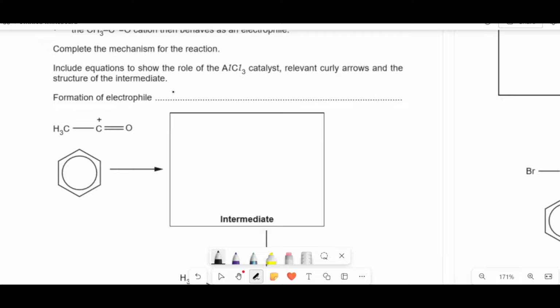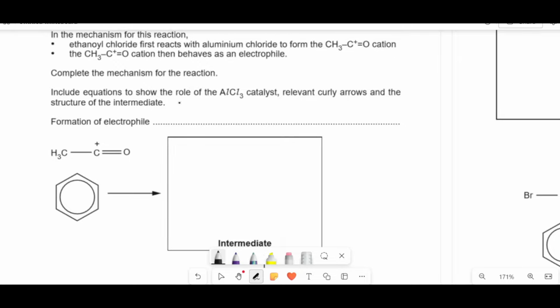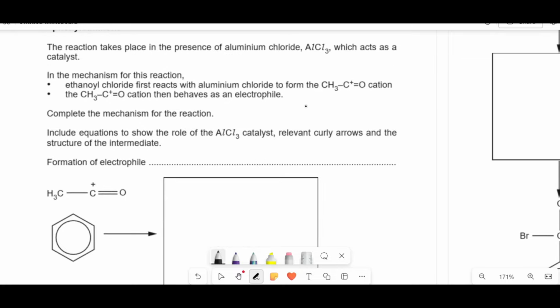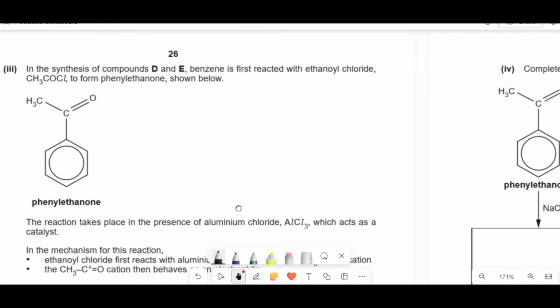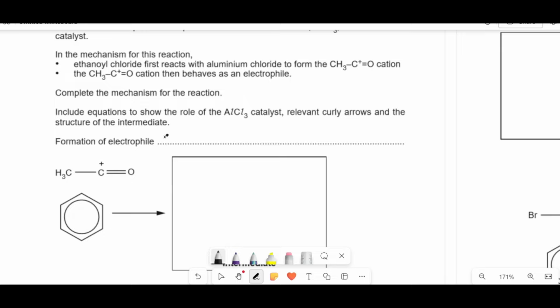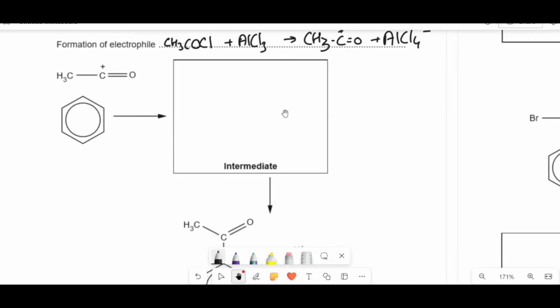So to make the electrophile, the question's told you already what's happening and what we're making. An electrophile, remember, is something that wants electrons. It's attracted to electrons. It's deficient. So we've been told that we're starting with this acyl chloride, ethanoyl chloride. So write what you know: CH3COCl, and we know we're going to add AlCl3, and we know that we're going to make CH3C+ double bond O. Now, you see how that has lost a Cl, that's become positive, so it must be over Cl minus. So you get AlCl4 minus, it's come there. That's the formation of the electrophile.